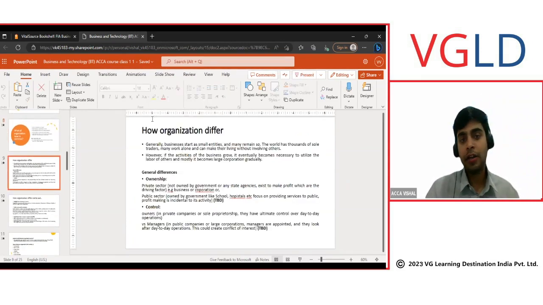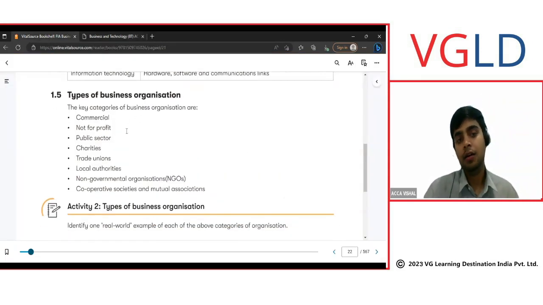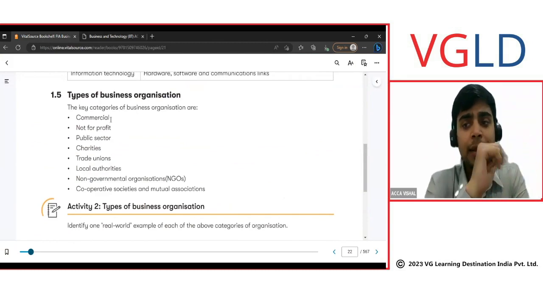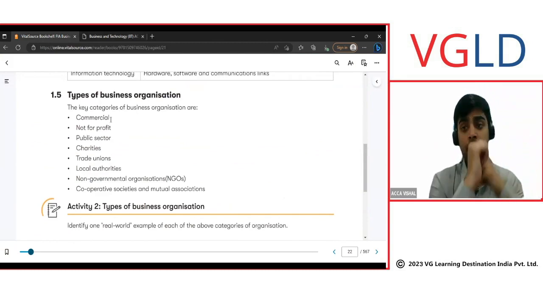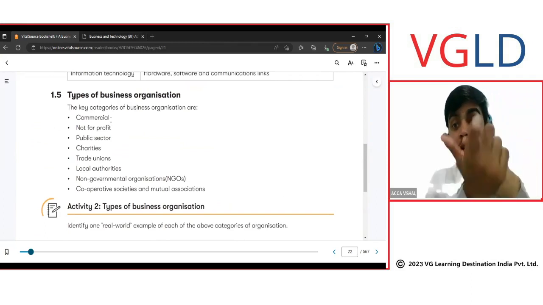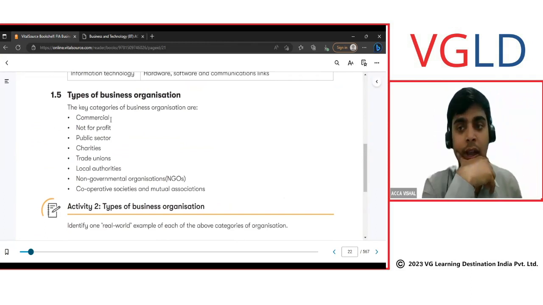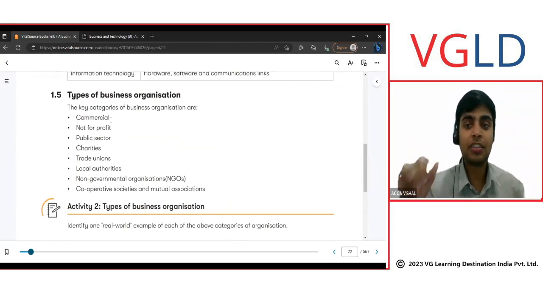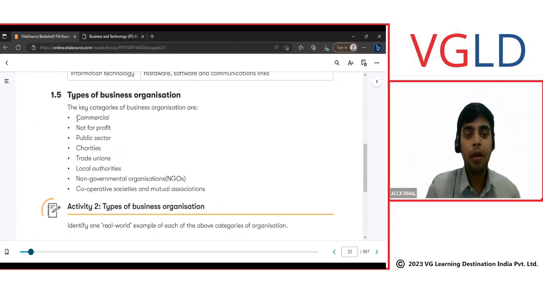So how organizations differ, and this is actually the next point: types of business organization. As I was mentioning earlier, an organization can be of any type. It can be a business organization, and mostly a business organization is normally going to be commercial. Somebody mentioned the word commercial earlier. I don't remember who, but somebody pointed out that there's a commercial organization when I was talking about sectors. So there's a commercial organization, and not for profit.